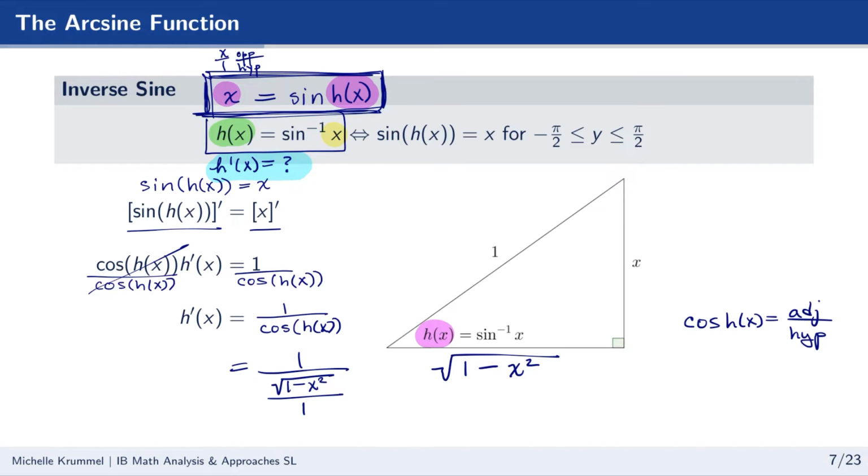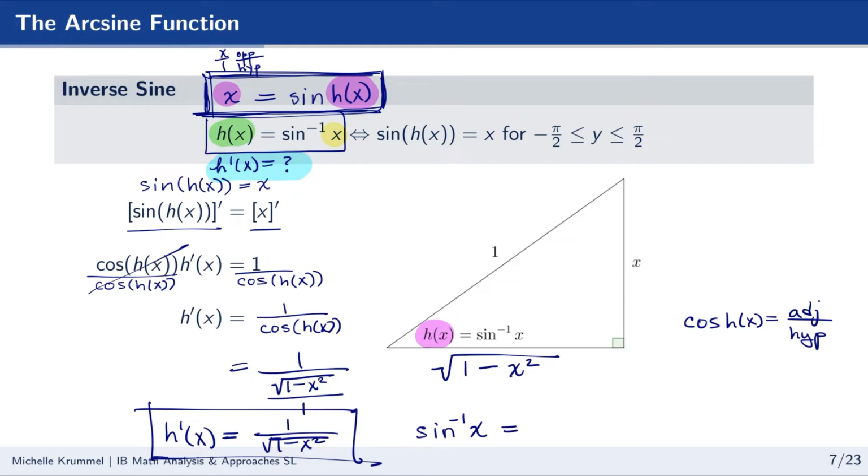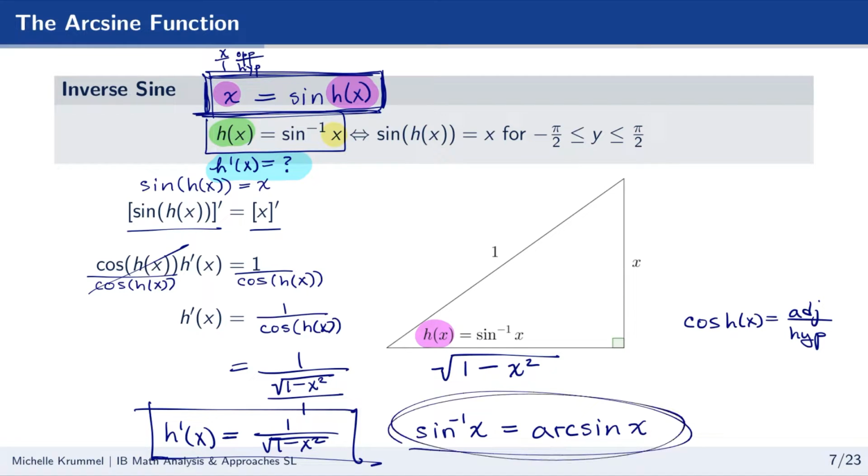Okay, so now if we simplify this, we just get h prime of x equals 1 over the square root of 1 minus x squared. And that is our derivative rule for sine inverse x. The derivative of sine inverse x is 1 over the square root of 1 minus x squared. Now, we can also, instead of saying sine inverse x and using this notation, call that arc sine of x. Those mean the same thing, two different notations for the inverse of the sine of x.